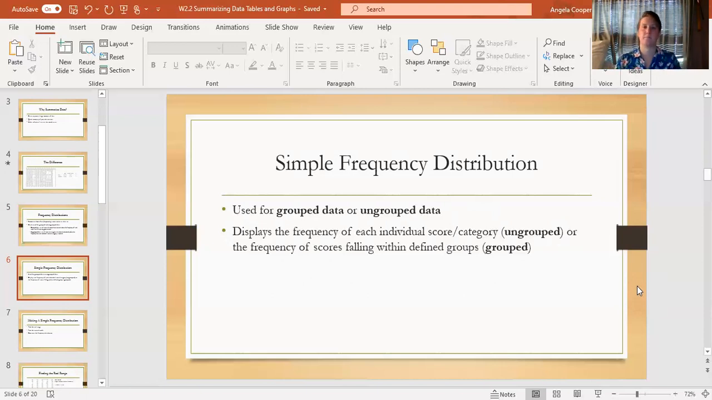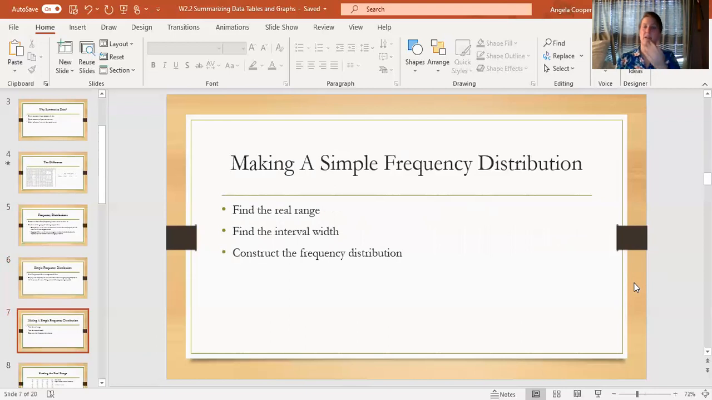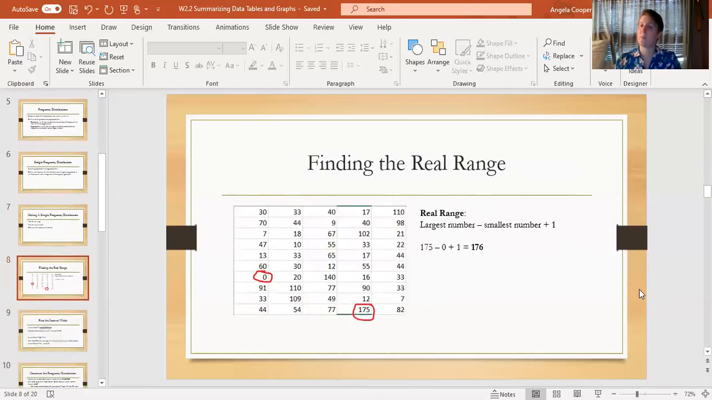That's what that is. So to make a simple frequency distribution, you have to do three things. First, you have to find the real range, which is slightly different from the range. Second, you have to find the interval width, and then you have to construct the frequency distribution itself. So I have some data here that is taken from the book, and I believe it's showing the number of minutes that children spend watching television in a day.